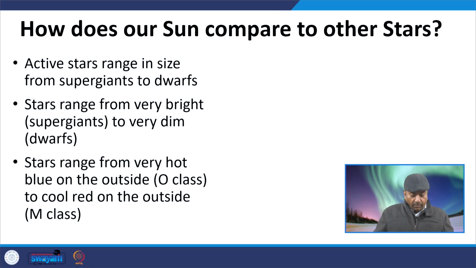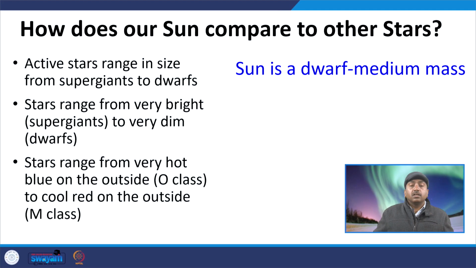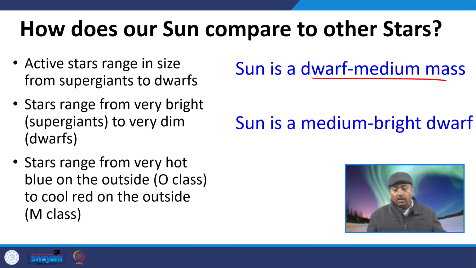And if you put the sun in perspective, the sun is a dwarf of medium mass. So it is just right in the middle. Stars may vary from very bright supergiants to very dim dwarfs. Even there, the sun seems to be sitting right in the middle, like a medium bright dwarf.